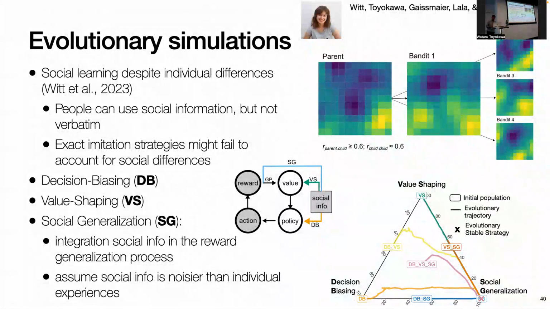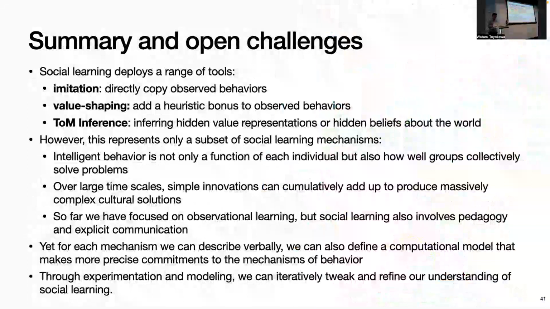I'm going to wrap up now with the summary and open challenges. We've shown you that social learning can deploy a range of tools. You can directly copy observed behaviors through imitation, but you might also use something like value shaping to add a heuristic bonus to your value representations of those observed behaviors. However, that certainly doesn't exclude the possibility that we also do more sophisticated forms of theory of mind to infer hidden value representations or hidden beliefs about the world and use that to inform our own behavior, right?